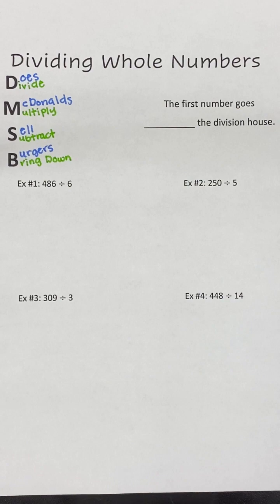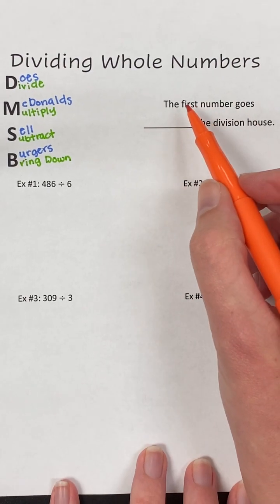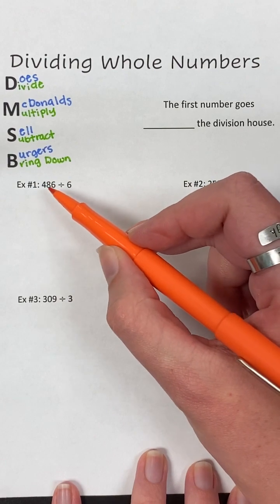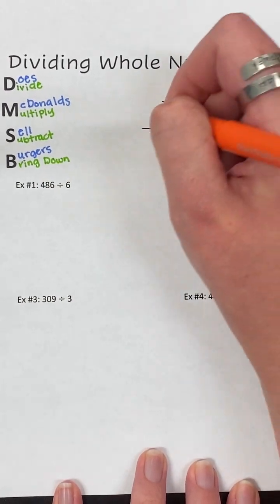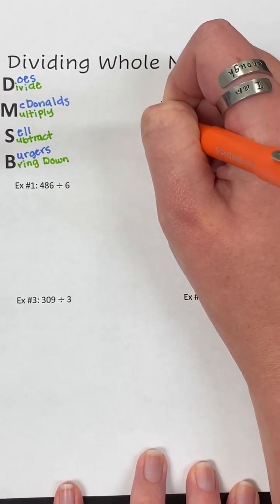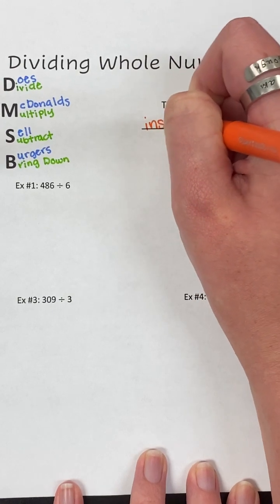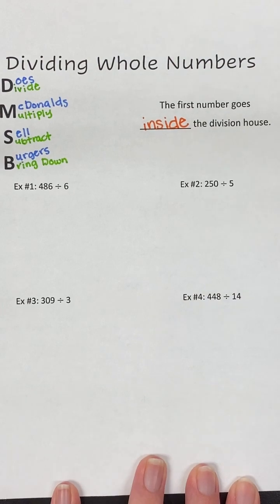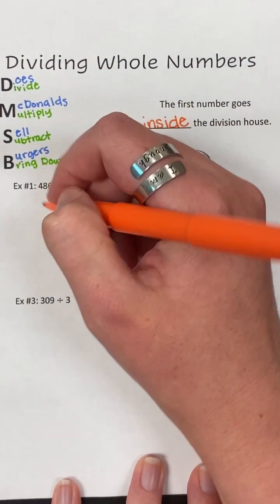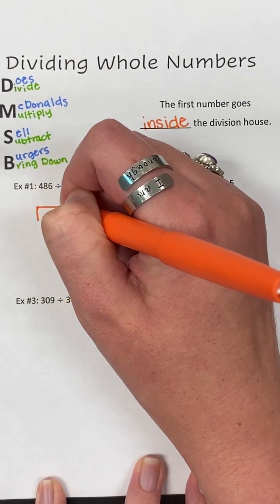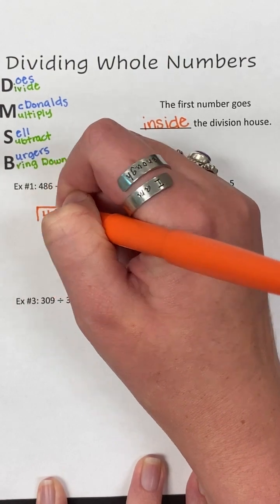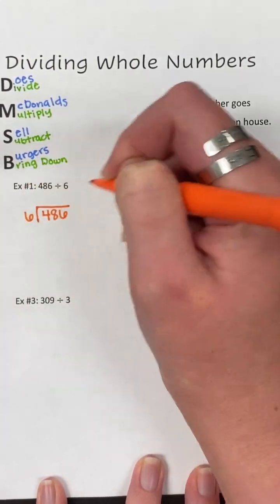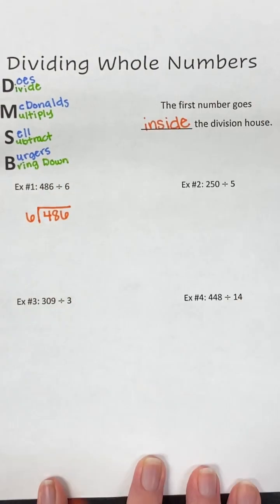And before we actually get started, we are also going to remember that the first number, so if I look at this problem, the first number goes inside the division house. So when it's written like this across, the first number goes inside. So let's go to our first problem, and it is 486 divided by 6. So again, the first number went inside.